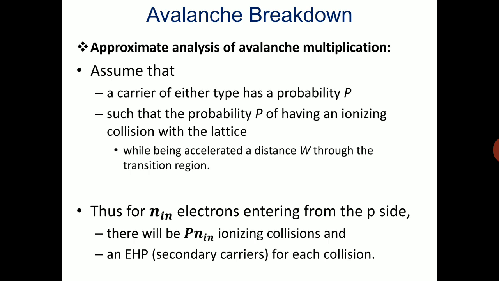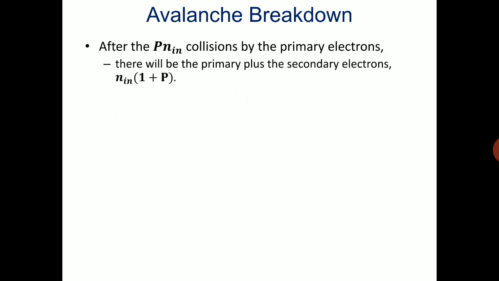So now there is an electron entering from the P side into the transition region and giving rise to an EHP, and that EHP is going to give rise to another EHP. So overall we can make a probability. The probability of these electrons giving rise to an EHP we can write as P times N_in. Hope I made clear what N_in is and what P is.